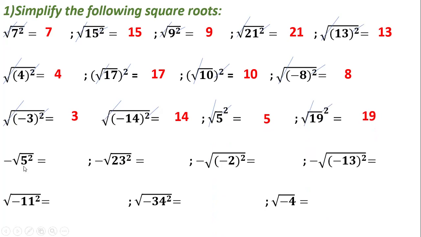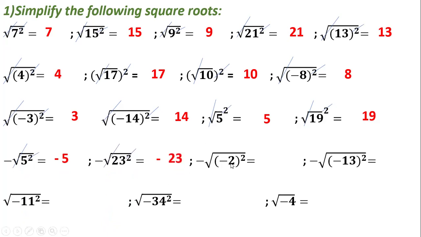Now I have minus radical 5 squared. The minus outside, does it have anything to do with the square inside the radical? Of course, no. So the minus outside stays as it is, minus. And now I say the square cancels the radical and it comes out as 5. So if the minus is outside the radical, it stays where it is, outside. I have nothing to do with this minus. Now I apply the rule. I have radical 23 squared, so the squared cancels the radical and my answer is 23.